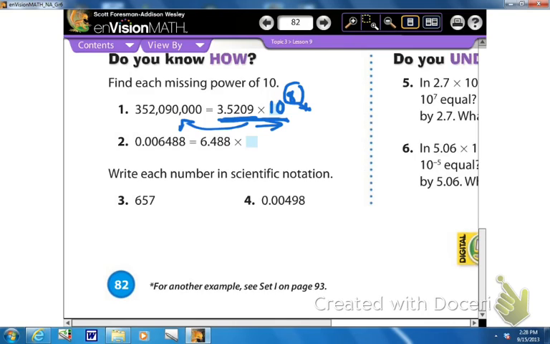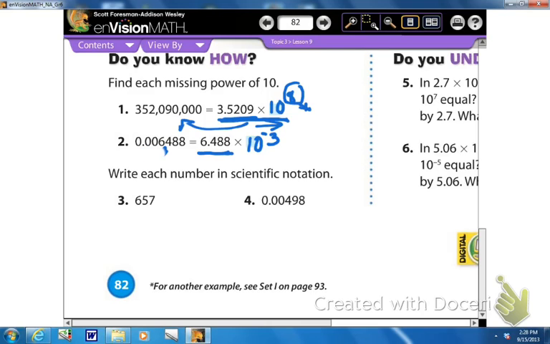Okay, look at number 2. Hopefully you've done this, or pause me. Now number 2, again, they have the first factor for you, and they went ahead and moved that decimal place between the 6 and the 4. Why between the 6 and the 4? Well, there's my factor, my number between 1 and 10. 6.488 is between 1 and 10. Now we know we're multiplying by a power of 10. The only question is, what's the power, and is it positive or negative? Well, we're moving the decimal to the right, so we know it's going to be negative. And we moved it 1, 2, 3 places, so it's going to be a negative 3.